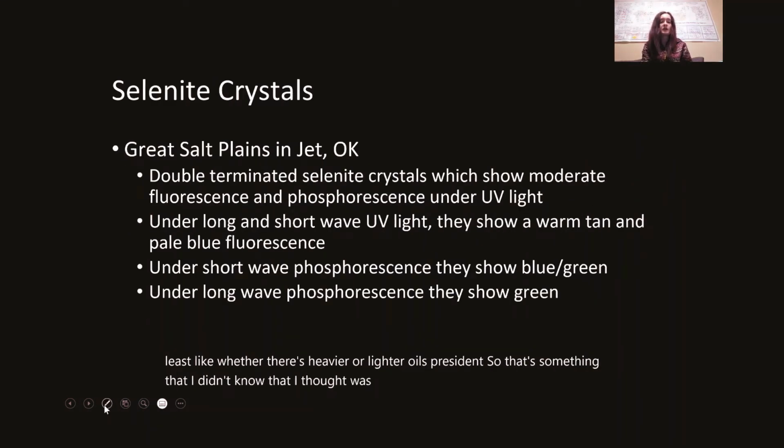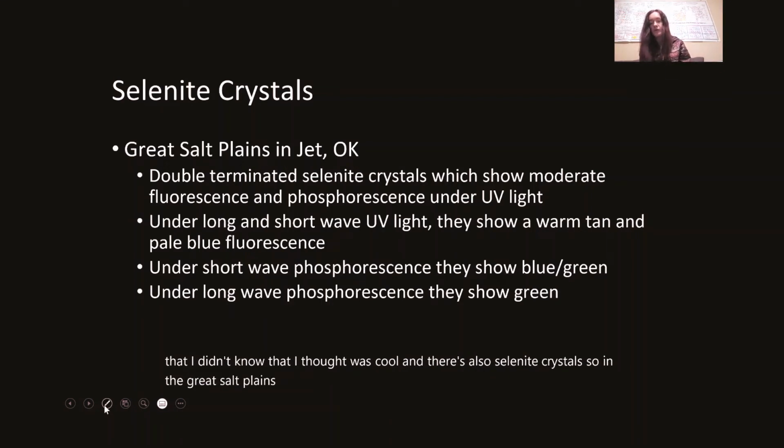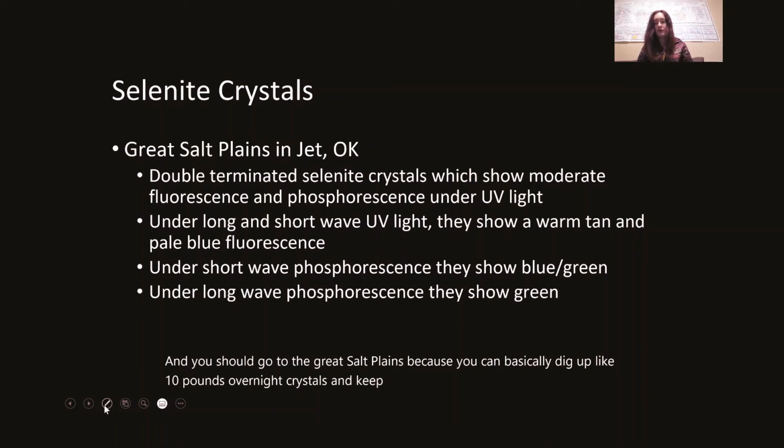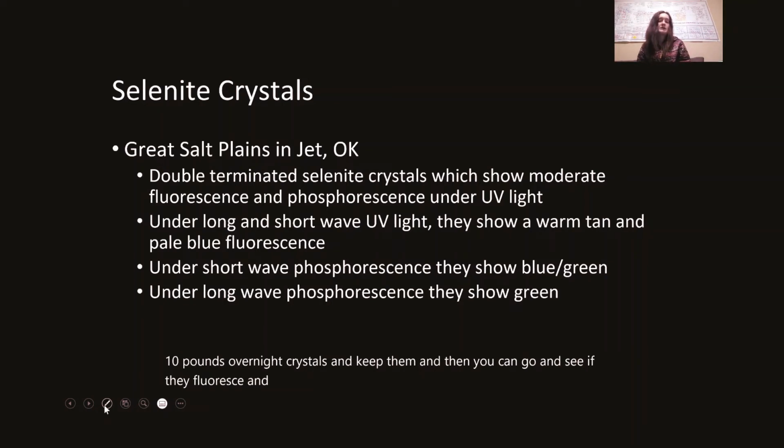And there's also selenite crystals. So in the Great Salt Plains in Oklahoma, if you're going to visit Oklahoma, you should go to the Great Salt Plains because you can basically dig up like 10 pounds of selenite crystals and keep them, and then you can go and see if they fluoresce. Basically they're double terminated selenite crystals which show moderate fluorescence and phosphorescence under UV light, and we'll get to phosphorescence in a little bit.